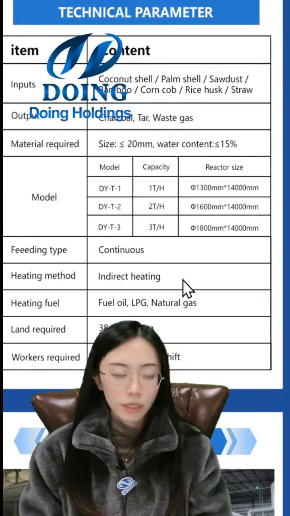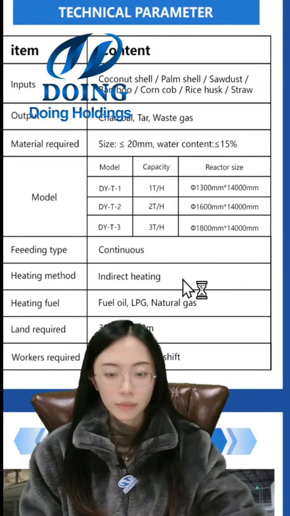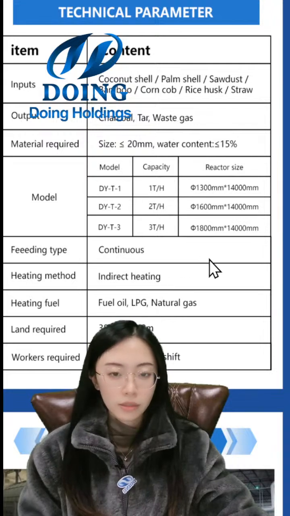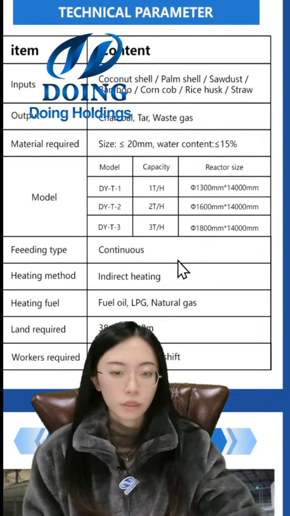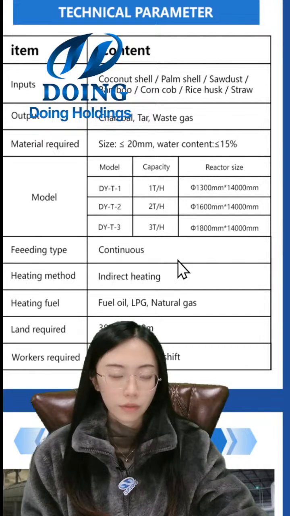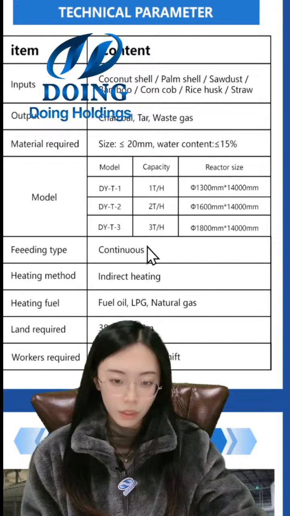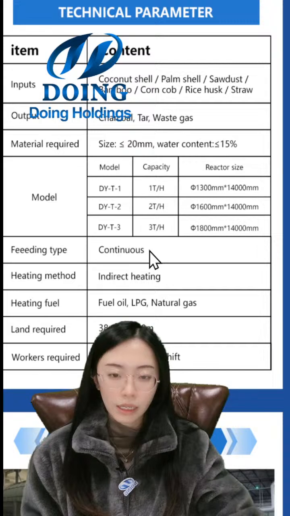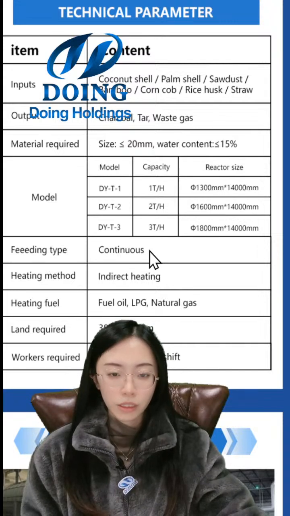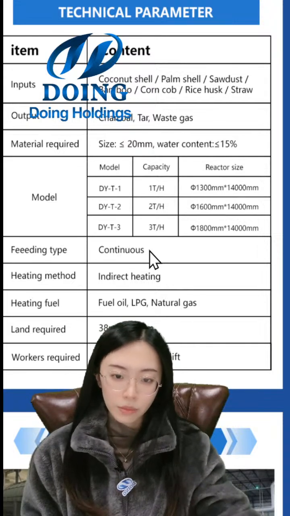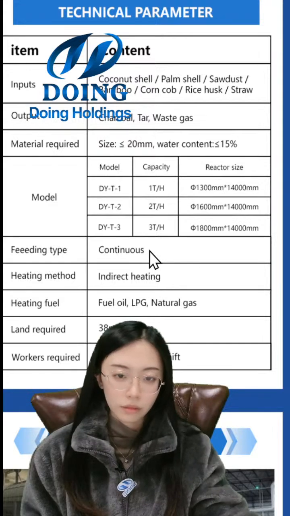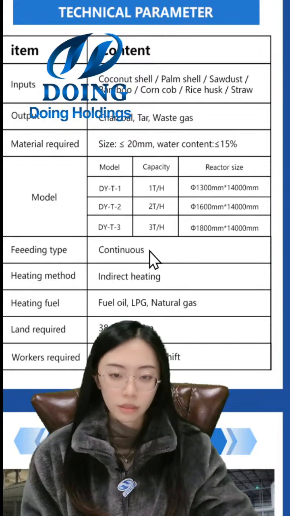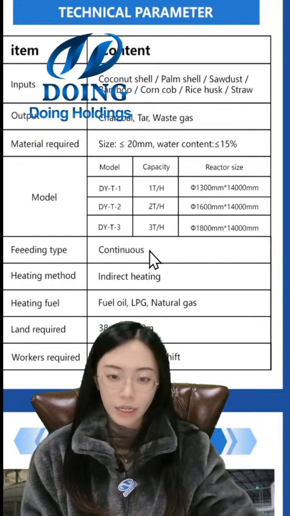And here are the reactor sizes, just for reference. They can also be customized. The feeding type is continuous feeding. We also have semi-continuous and batch types, but the continuous one is much more popular and welcomed by our clients. It can work for 7 to 10 days, with high efficiency and a big capacity to process every day.